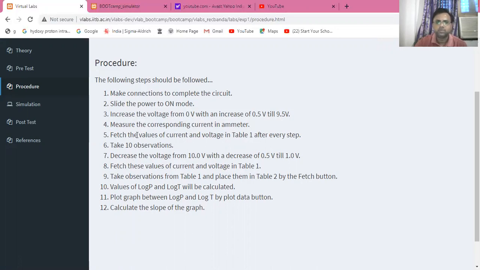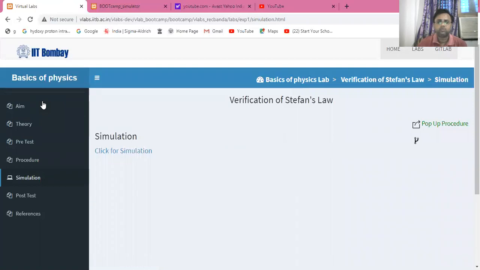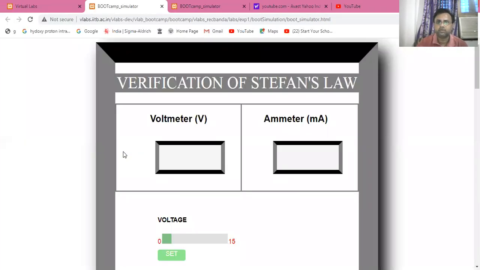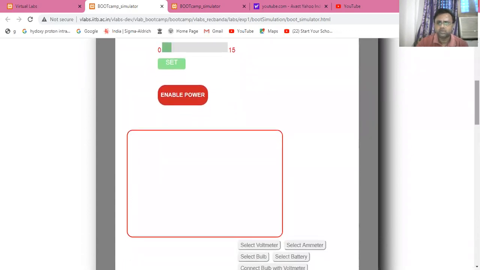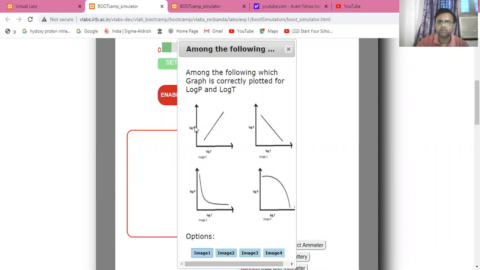Now we come to the simulation, the main part, where we see how this experiment is performed. Click on the simulation. It will come like this. There is a voltmeter and its emitter. Firstly, we have to enable the power.